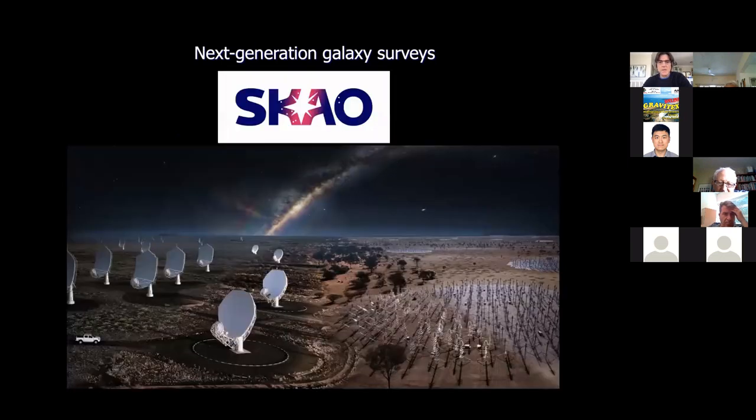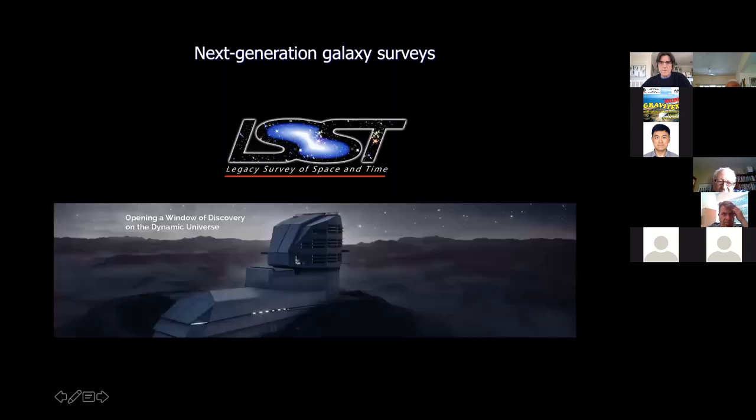And of course, the SKAO, which comes in two forms: the mid-frequency telescope on the left, located in South Africa, and the low-frequency telescope on the right, located in Australia. There is, of course, also the Legacy Survey of Space and Time being conducted by the Vera Rubin Observatory, shown in the photograph here. And there are a number of others, but that's enough just to give you a general idea of the fantastic new surveys which are coming online in the coming decade.